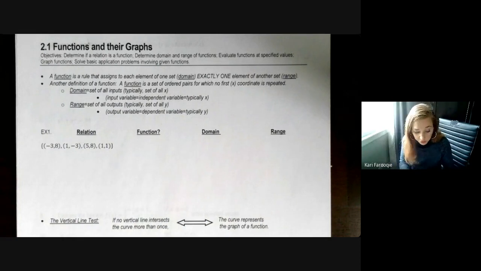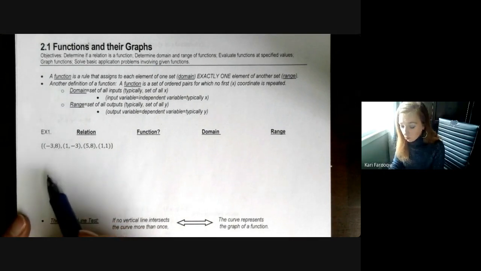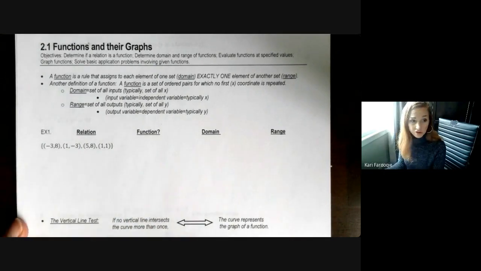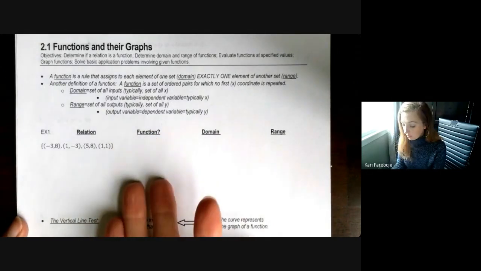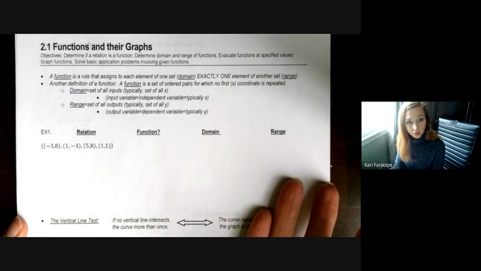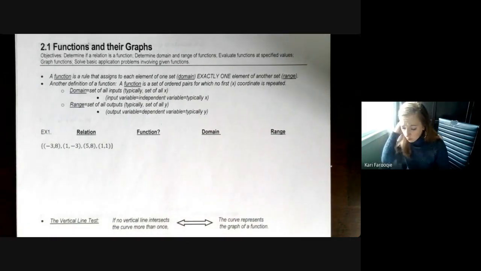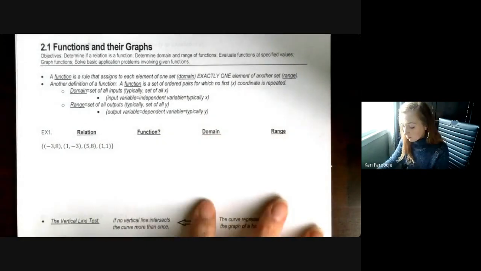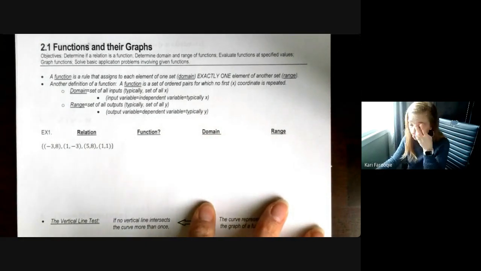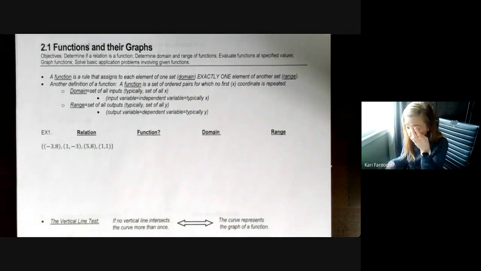So as we're looking, I'm going to give you an example here of a relation. And this particular relation happens to have 4 ordered pairs in it. And I will ask you then, is this a function? If it is, we can talk about the domain and the range. So what we're looking for here is whether or not we have values that repeat. And actually, sorry, I should specify, we can still find the domain and range, whether it's a function or not. But first, we need to be able to determine whether it's a function.